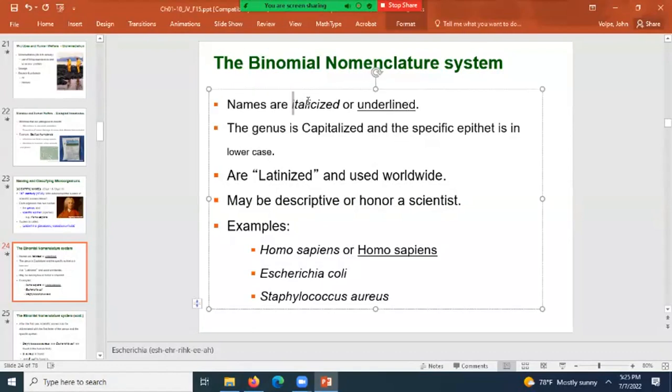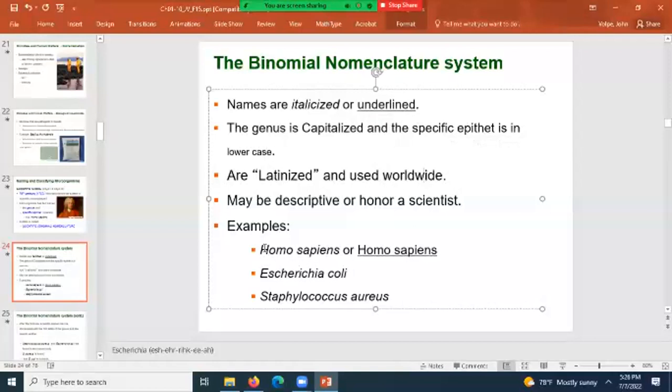Italicized, I would type. The genus name is always capitalized, and the specific epithet name is always lowercase. All names are Latinized, and they're used worldwide, meaning whatever language you use, wherever you are in the world, we would use the same name to name the species.